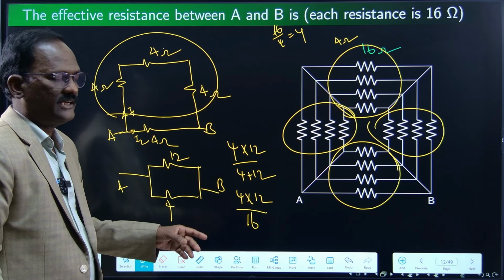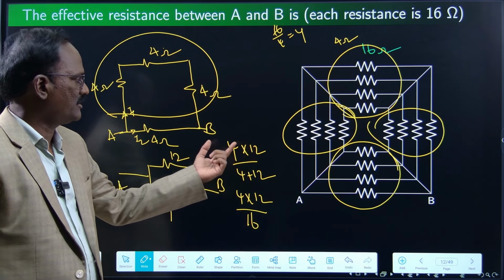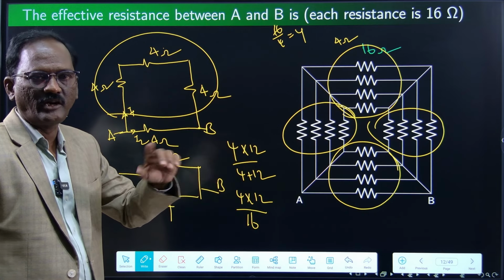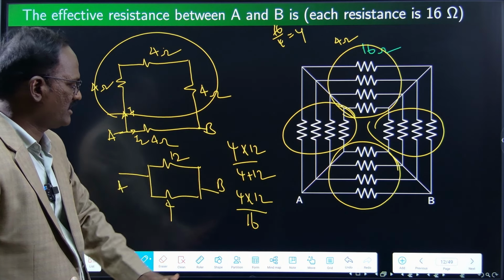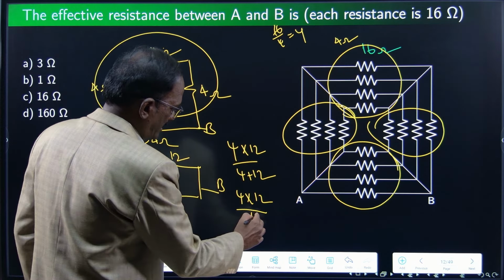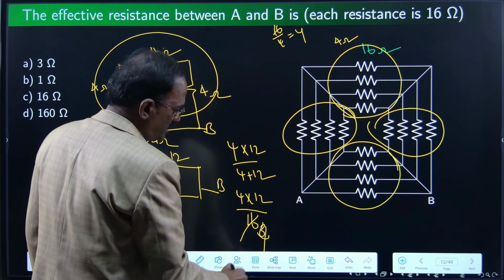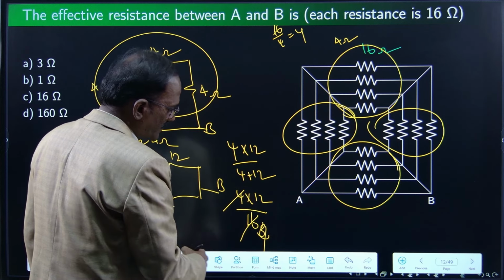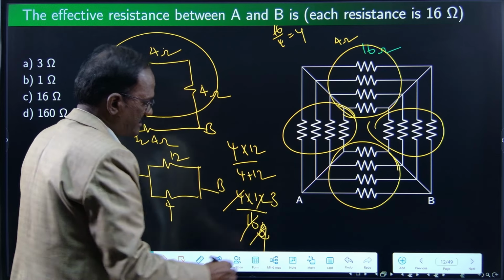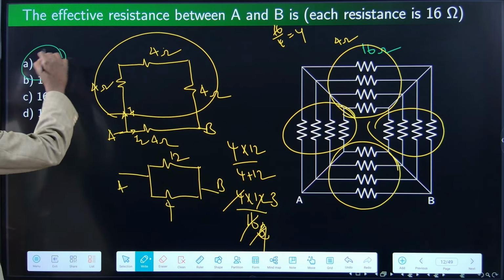4 into 12 divided by 16. So in such calculations, do not make it a big number. Don't write 4 and 12, 48, don't write that, right? 4 into 12 is okay, easily we can cancel. 4 into 4, 16. Then this is 3. The answer is 3.